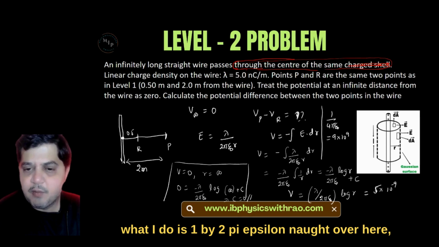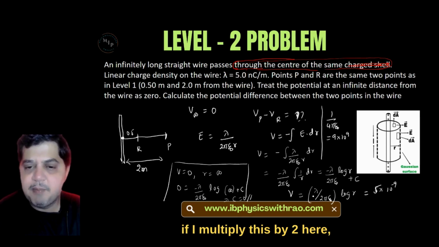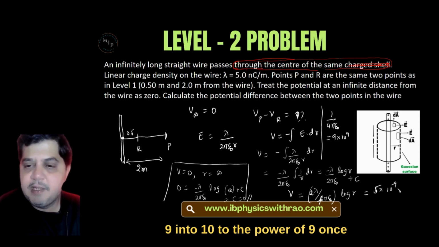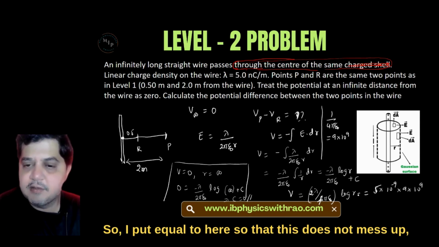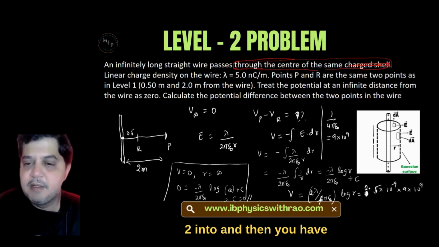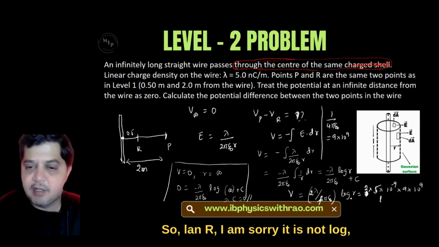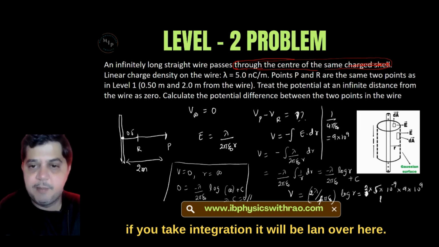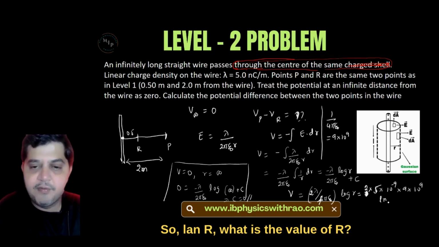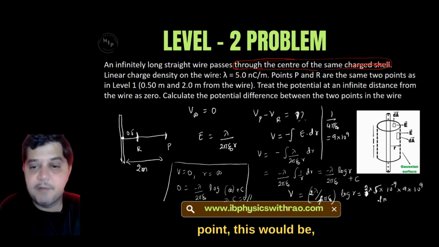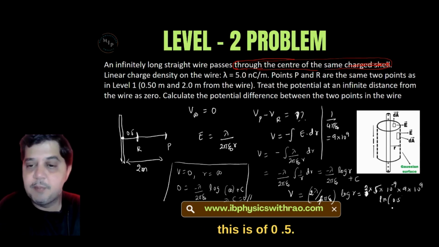So you have 1 by 2 pi epsilon naught over here. If I multiply this by 2 here, this will have become 4 over here. So therefore 1 by 4 pi epsilon naught would be 9 into 10 to the power of 9 once again. And there is already a 2 here, so I put equal to here so that this doesn't mess up. 2 into, and then you have log r. Ln r, I'm sorry, it's not log. If you take integration, it will be ln over here. So ln of, what's the value of r? If I want to find the potential at this point, this would be ln of 0.5.